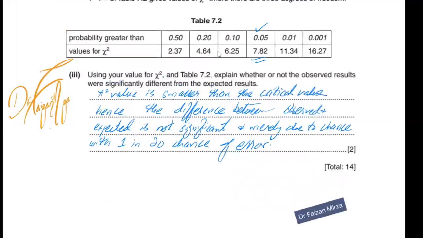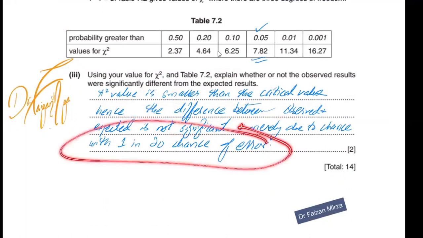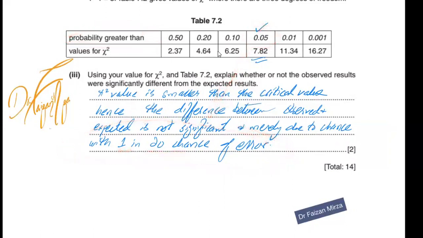So my conclusion here, they are asking to explain whether or not the observed results were significantly different from expected results. The chi-squared value is smaller than the critical value, hence the difference between observed and expected is not significant. It's merely due to chance, with a 1 in 20 chance of error. Why am I mentioning a 1 in 20 chance of error? Because this is what is represented by probability greater than 0.05. Whenever we are using probability greater than 0.05, we mean that the chance of error is 1 in 20. That's it from my side.